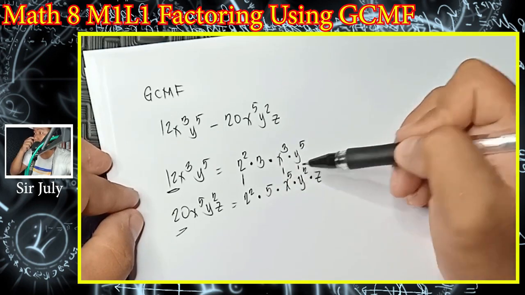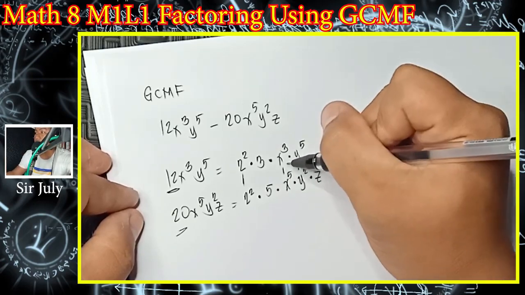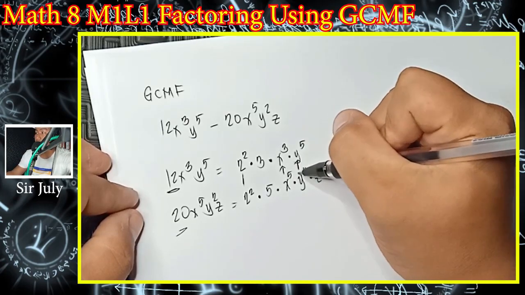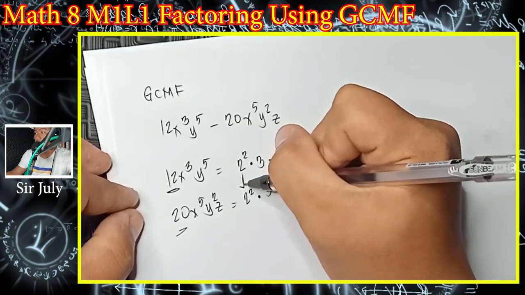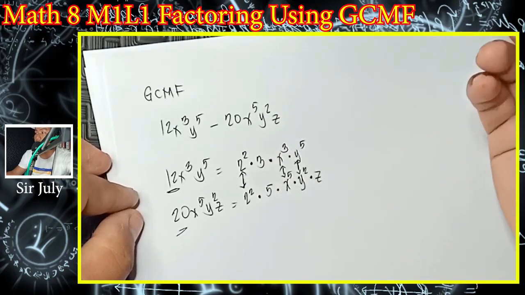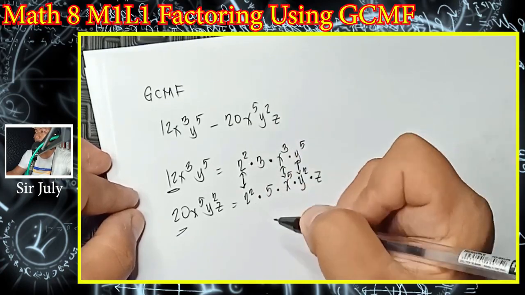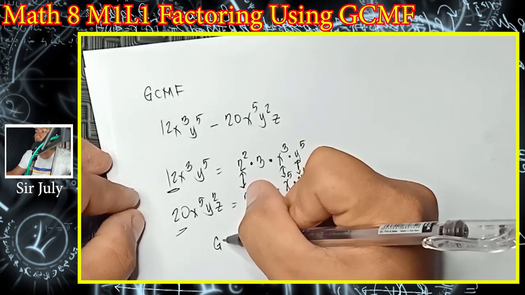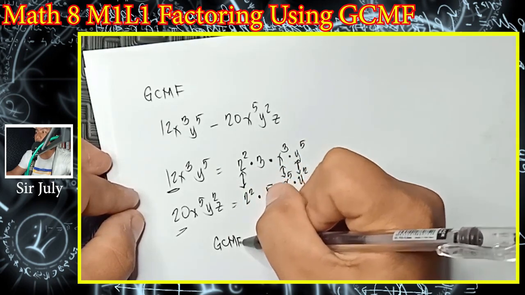So, we have 2 squared. Titignan natin ngayon parehas ng base, which is 2, x and y. Yan yung mga may pare-parehas na base, 2, x and y. So, paano kunin yung GCMF? Isulat natin yung mga may pare-parehas na base.